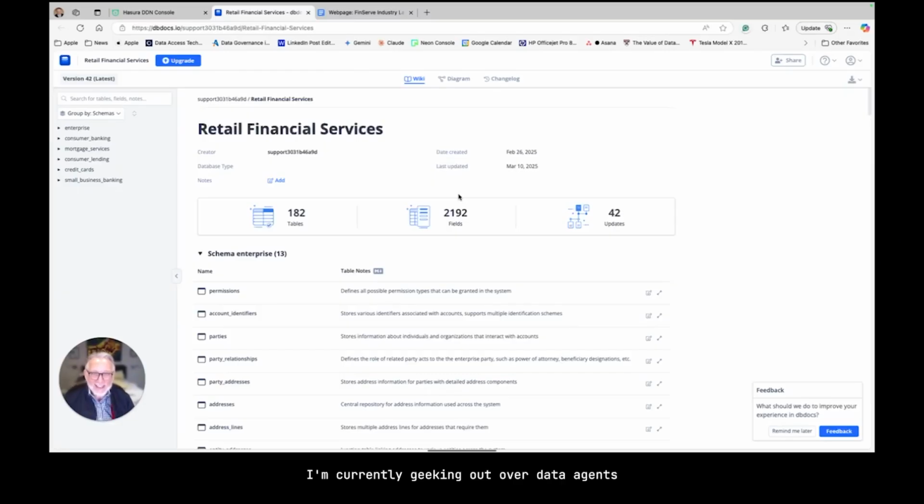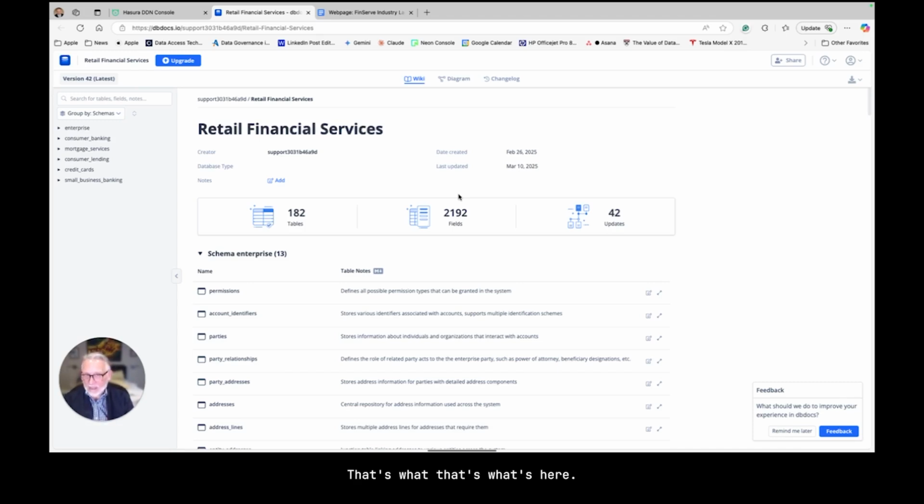I'm currently geeking out over data agents and how I can use them in financial services in a way that makes them repeatable, accurate, and testable. So I want to explain how I went about doing that. Very first thing I had to do is to create some sort of data model to test against.